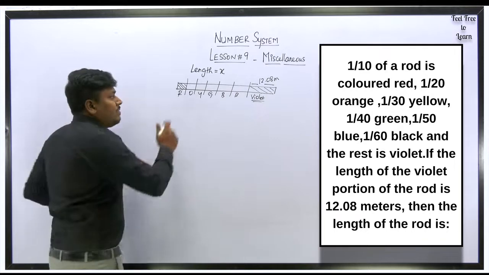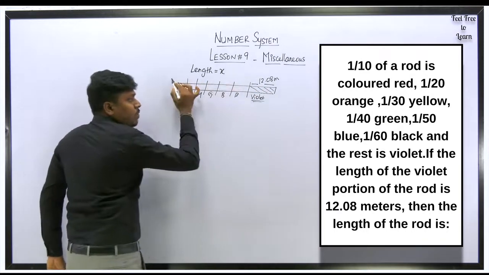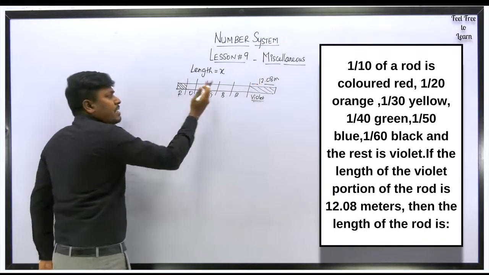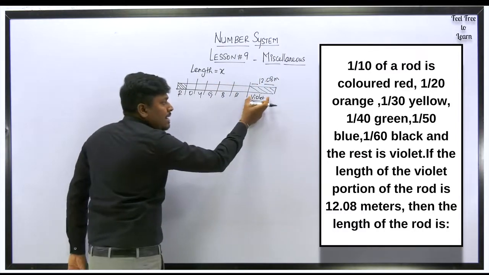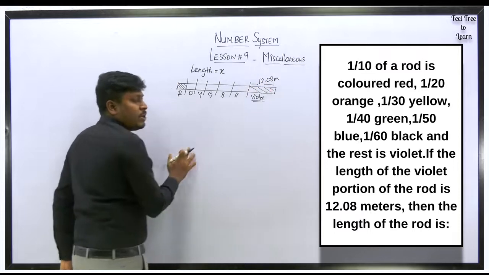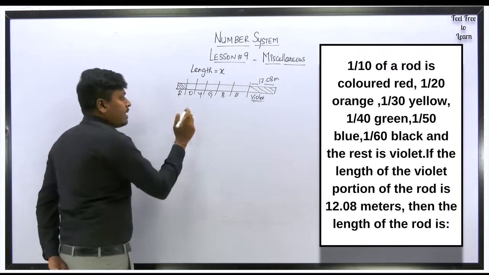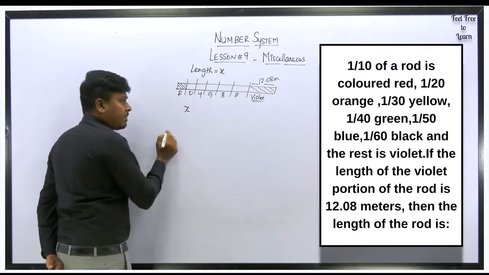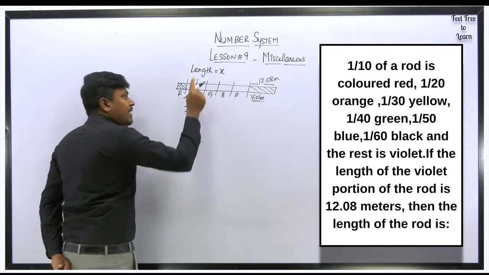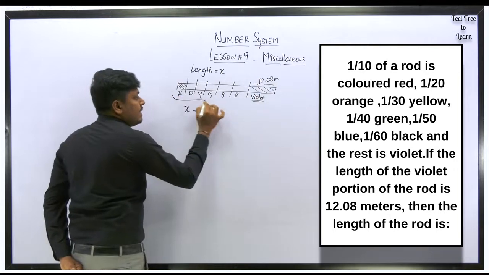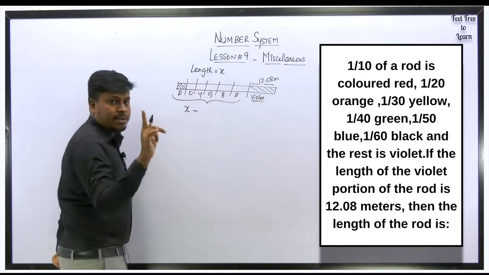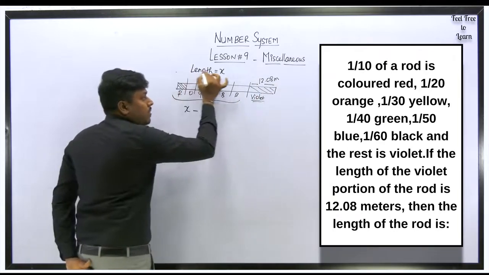So friends, see here, we know this will be the length of the rod. Out of the total rod, a portion has been colored in different colors, and finally the violet region alone is 12.08 meters. Just see how I am writing. The total rod is x minus, if I subtract all these colors from the total rod, then the resultant will be violet. Yes or no? Got it? From the total rod, right?